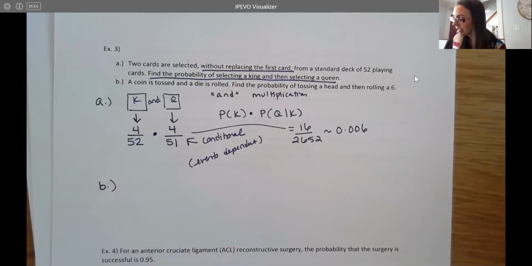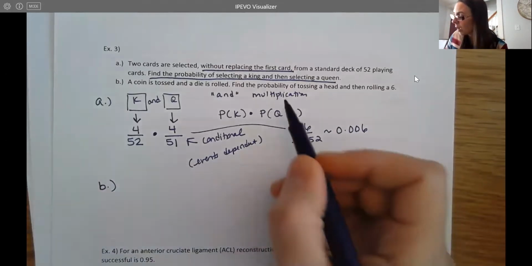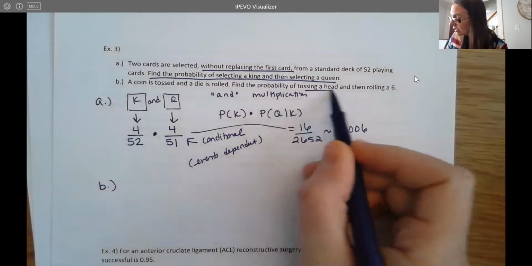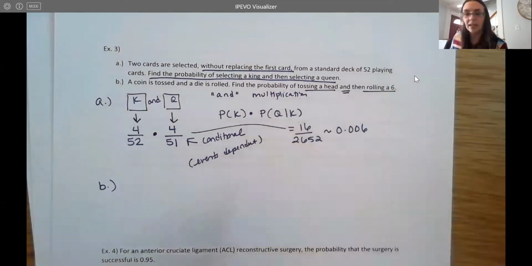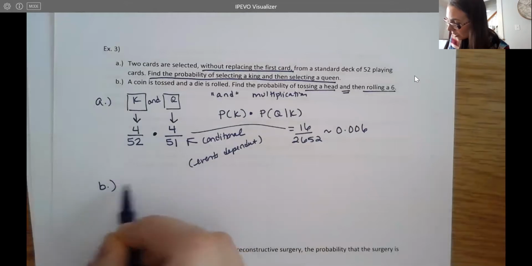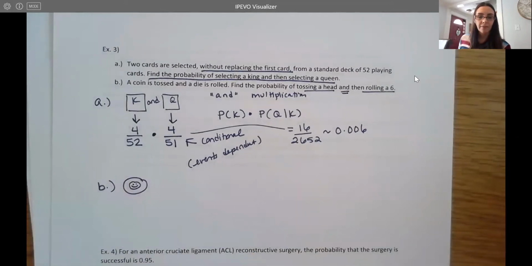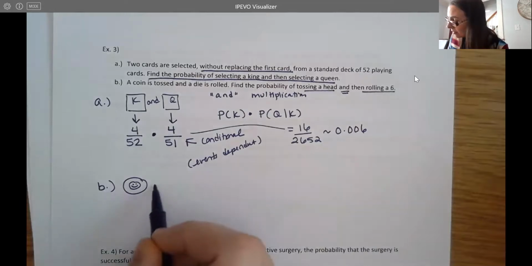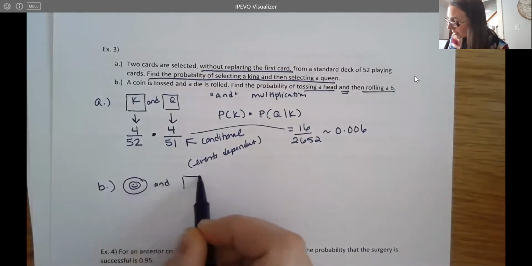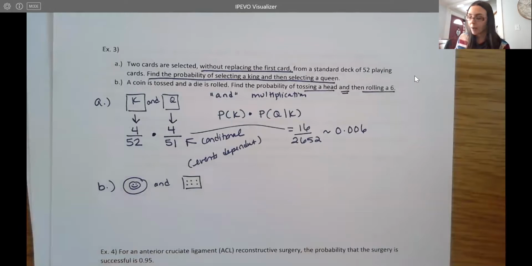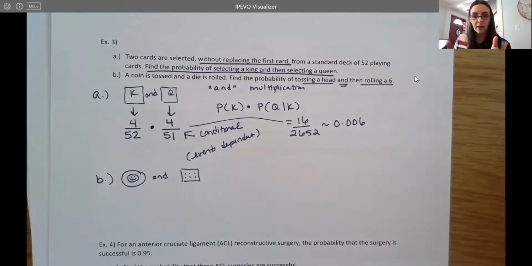A coin is tossed and a die is rolled. Find the probability of tossing a heads and rolling a 6. Okay, so the first thing that's going to happen is I'm going to toss a heads on my coin. There's my heads. And then I'm going to roll my die and I want to get a 6. So those are the two things that are happening. I have this "and" idea here, so I need one and then the other.